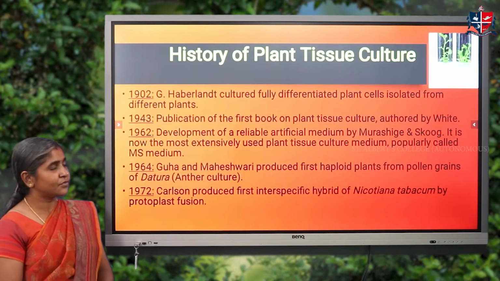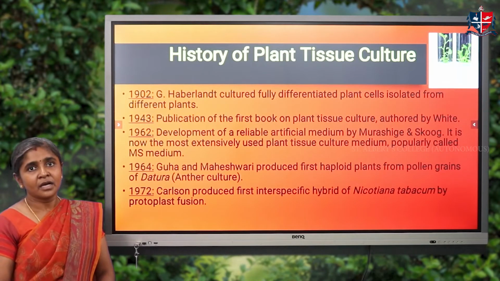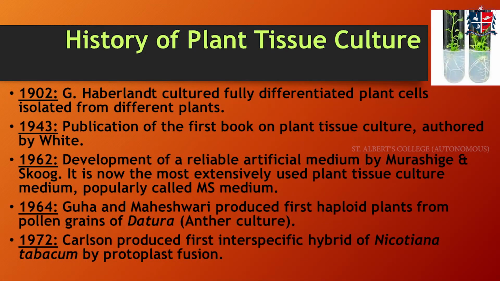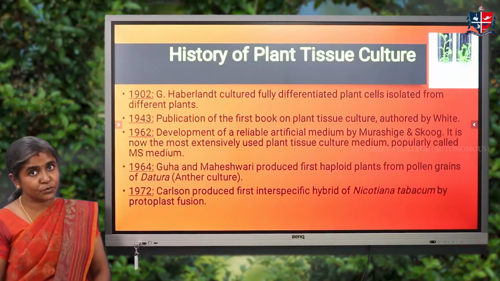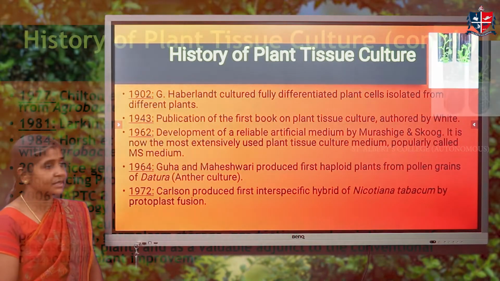In 1964, which is a remarkable year in the field of plant tissue culture in India, Guha and Maheshwari produced first haploid plants using pollen grains, and it was anther culture. They made use of pollen grains from Datura. In 1972, Carlson produced the first interspecific hybrid of Nicotiana tabacum, and he used the technique of protoplast fusion, which also finds multiple uses in research these days.